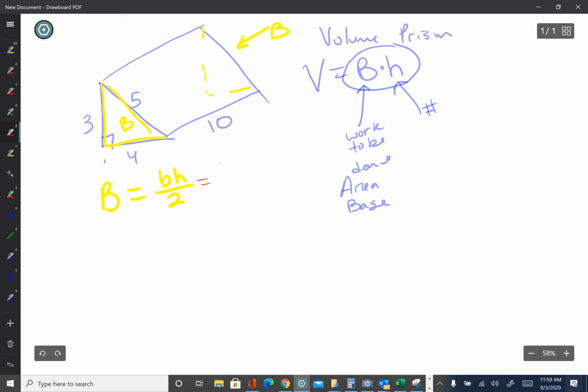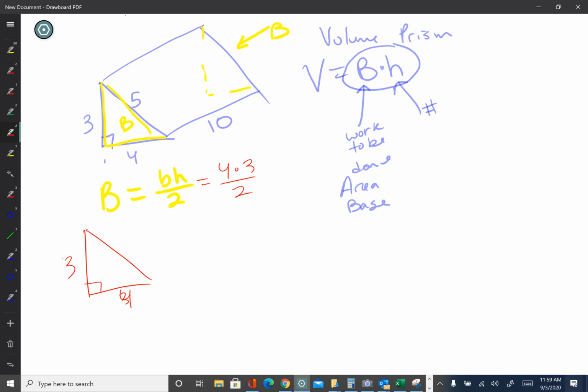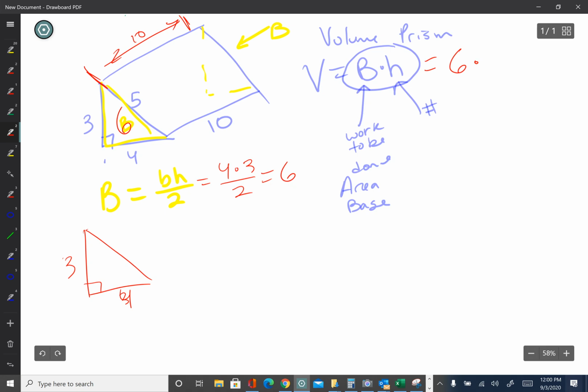So the area is 4 times 3 divided by 2, because remember, we're just looking at the triangle right now. This is 3, and this was 4. We need to find the area. So the area of the base is 4 times 3 over 2, which is 6. And then the height is the distance between the bases, which is 10. So the area of the base is 6, the distance between the bases, which is called the height, is 10. So the volume is 60.